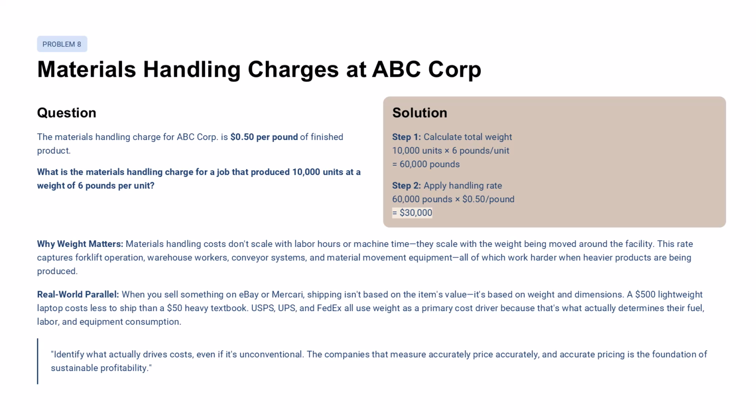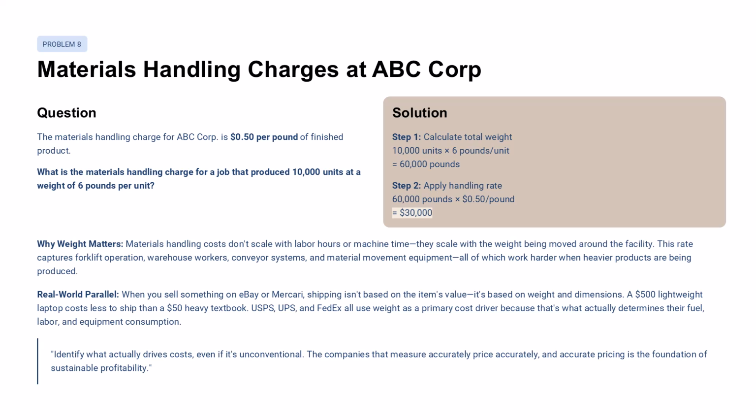This problem demonstrates how ABC can use non-traditional cost drivers that actually reflect resource consumption. Materials handling costs don't scale with labor hours or machine time. They scale with the weight being moved around the facility. Calculation. 10,000 units times 6 pounds per unit equals 60,000 total pounds. 60,000 pounds times 50 cents per pound equals $30,000 materials handling charge.